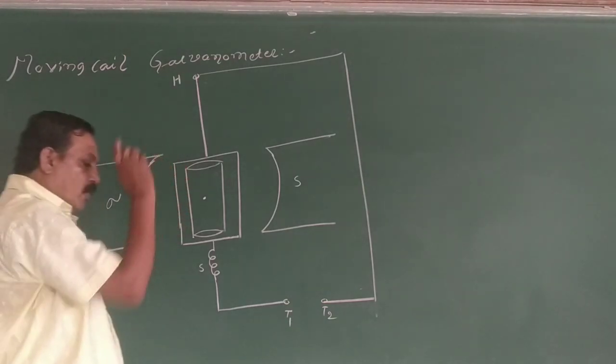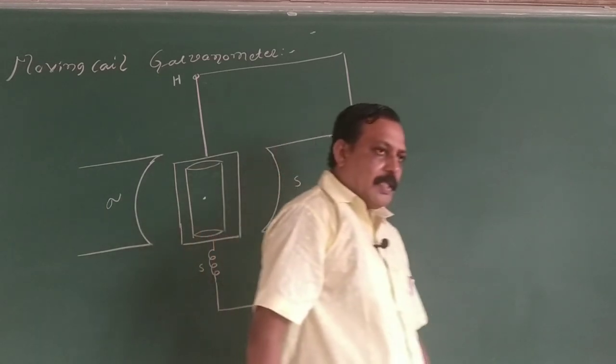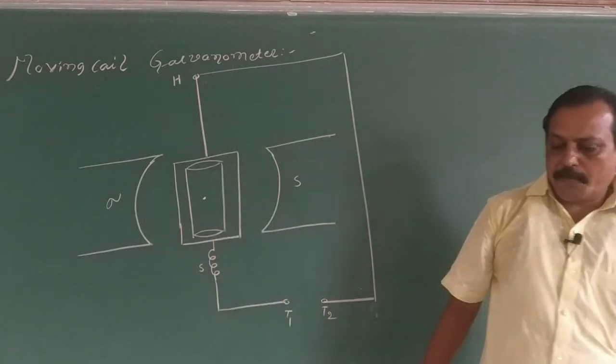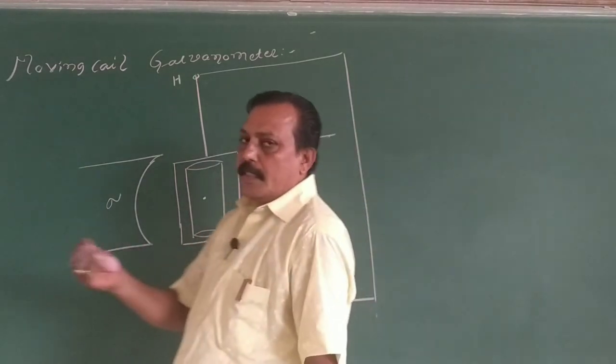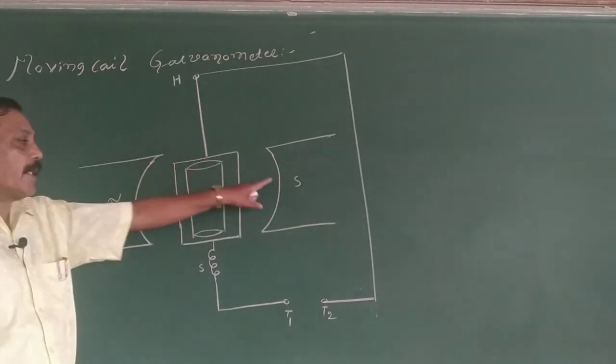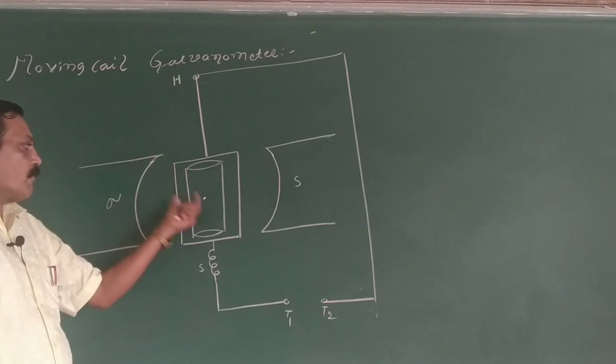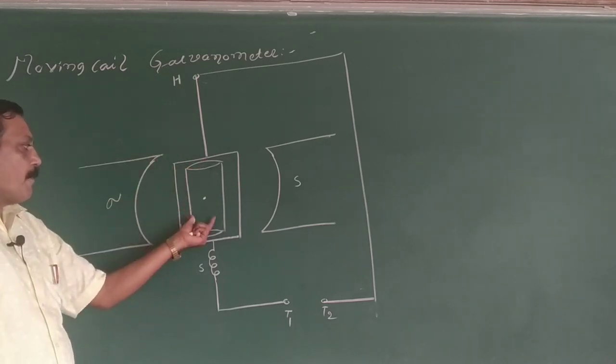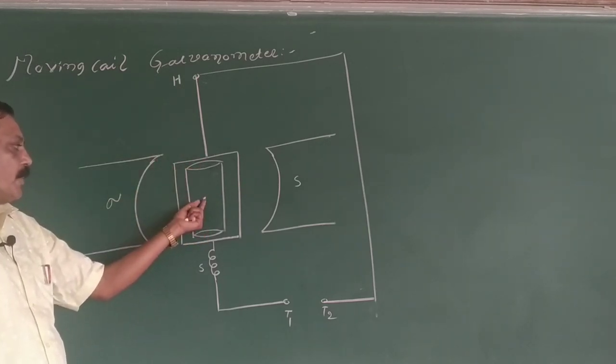Now it is made up of soft iron. Soft iron belongs to what? Ferromagnetic material. Ferromagnetic materials have the property that, when kept in a weak magnetic field, they become what? Strongly magnetized. To increase the strength of the magnetic field, once again, we take the soft iron core cylinder inside the coil, which is mounted fixed, pivoted.